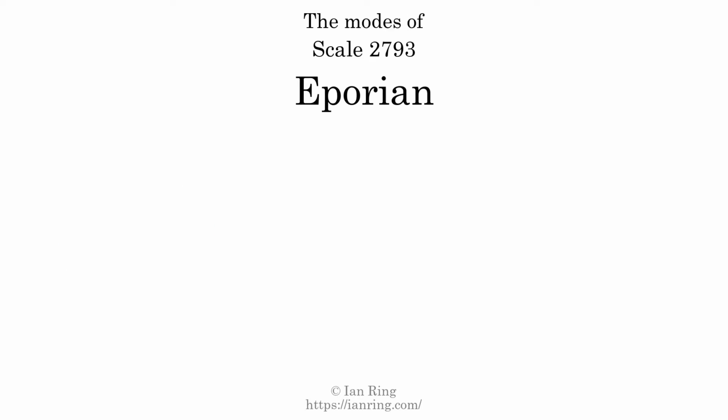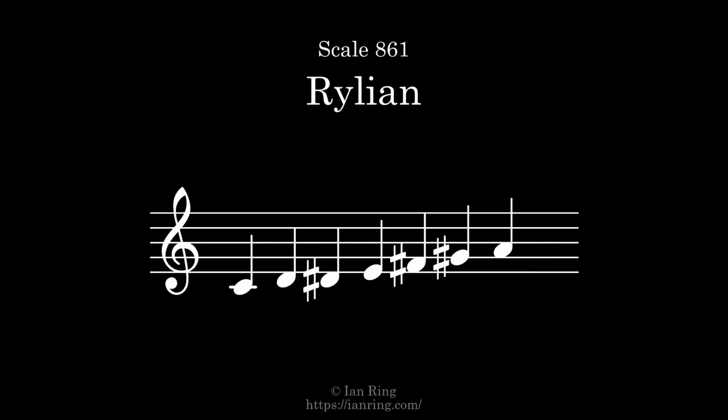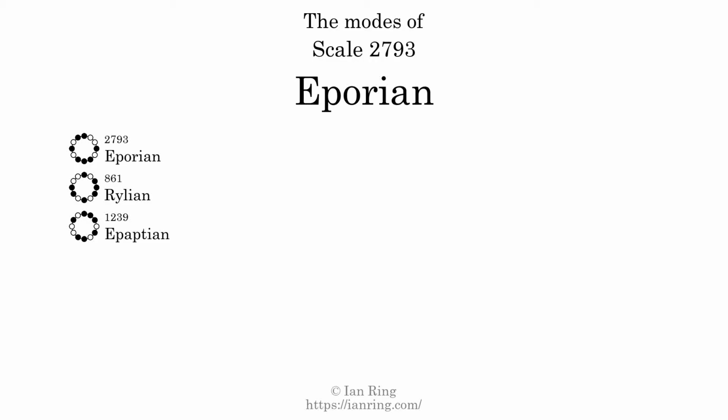This scale has 7 modes. The first mode is itself. The second mode is scale 861, also known as Rylian. It sounds like this. The third mode is scale 1239, also known as Eporian. It sounds like this.